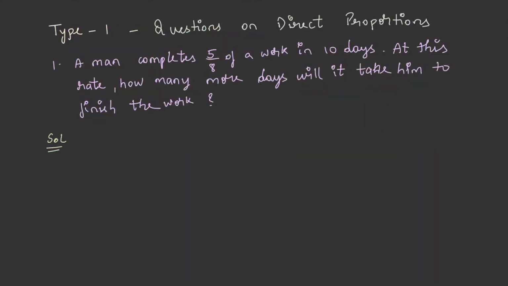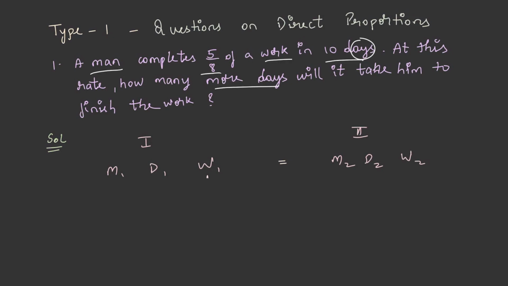Now we shall be solving the questions on direct proportions. A man completes 5/8 of a work in 10 days. At this rate, how many more days will it take him to finish the work? In this question, there are three elements in the given statements: a man, a work and number of days. So for the first statement, let's name it as M1, D1 and W1, and for the second statement, let's name it as M2, D2 and W2. But according to the formula, the works need to be exchanged. Therefore, the new formula will be M1, D1, W2 is equal to M2, D2 and W1.